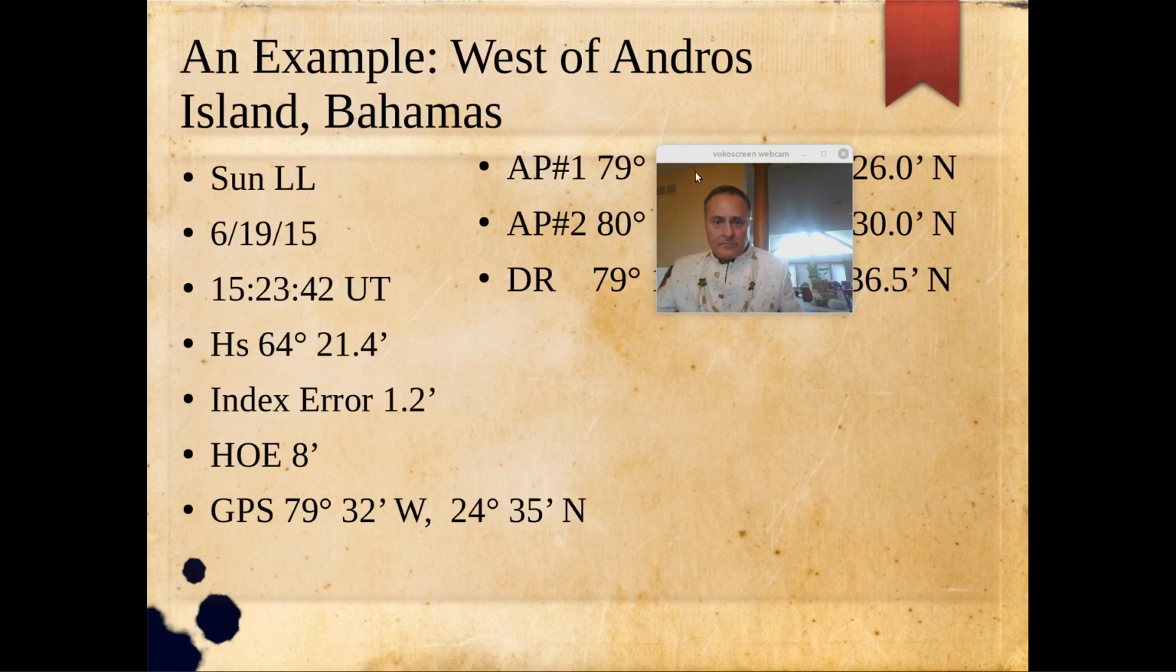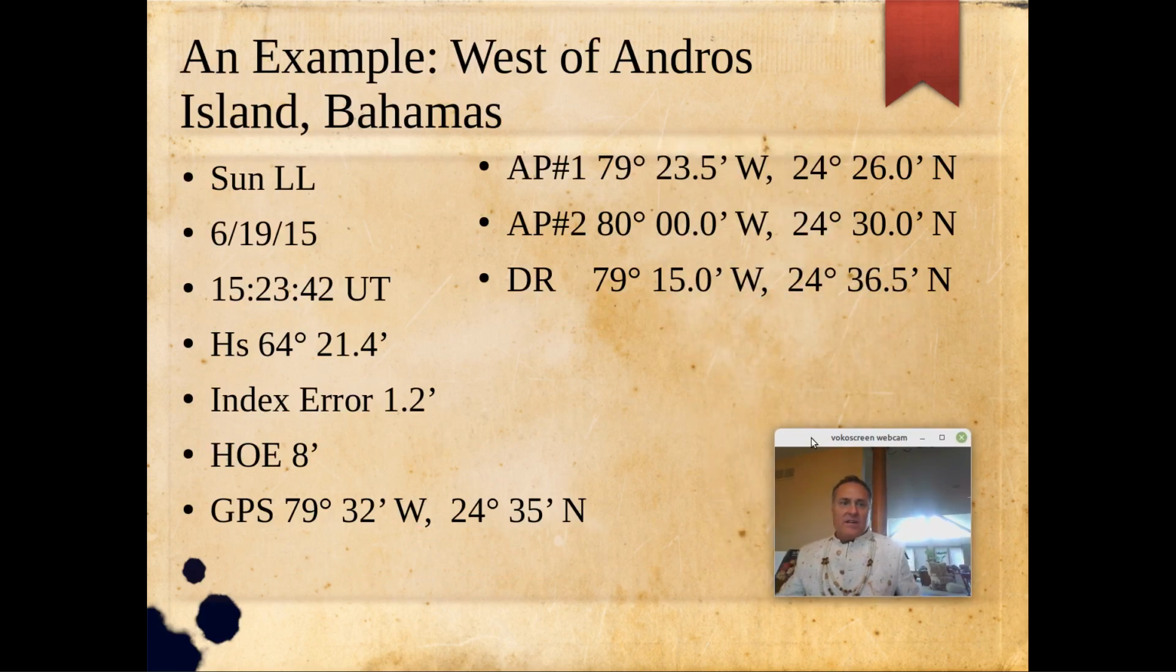So I'm going to do our first example here. It's in the Bahamas, just west of Andros Island. And we measure the altitude of the lower limb of the sun on June 19, 2015. And we find that at 15:23:42 in universal time, not local time, but universal time is the time kept at Greenwich. So it has to be converted.